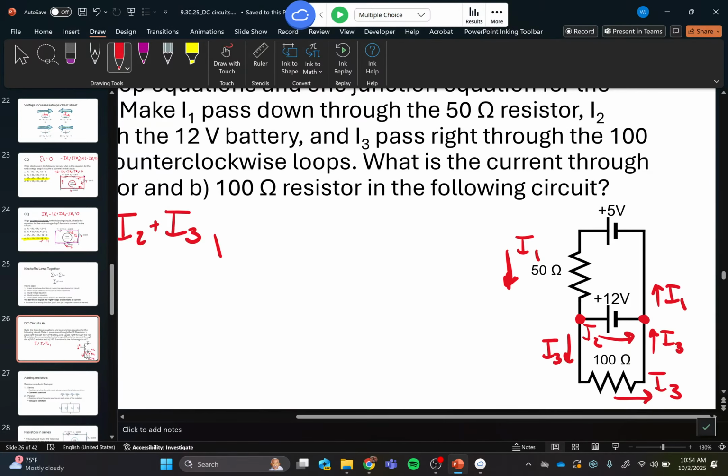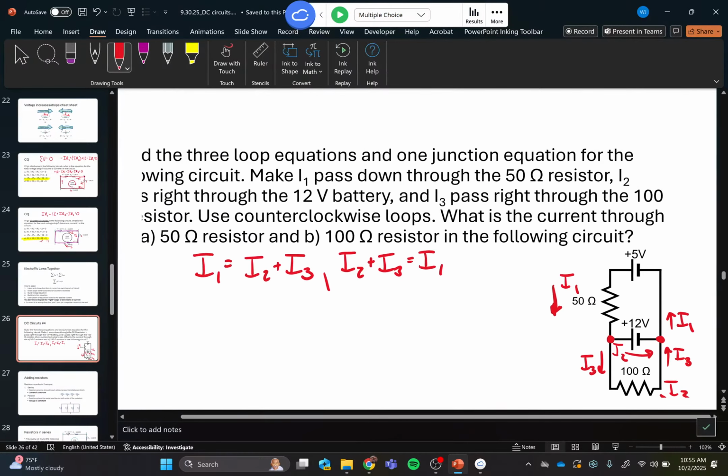So what does that mean for me? That means that I2 plus I3 equals I1. It's the same equation because in this circuit it's simple enough that it works out that way. It doesn't always work out like that, but in this case it does.